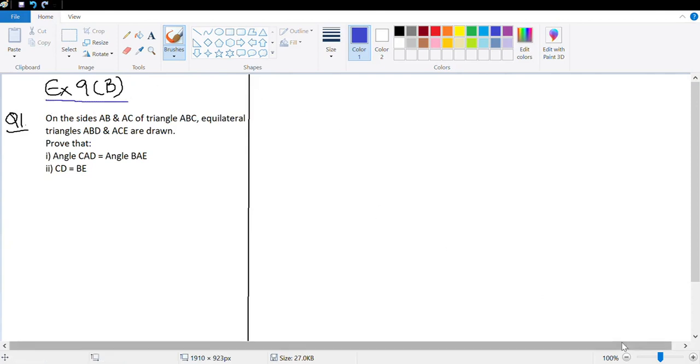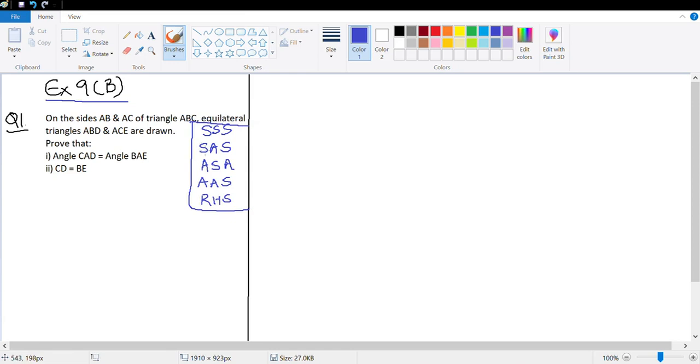Nothing new for me to teach, but let's quickly revise the tests of congruency. The first test was SSS, all three sides are equal. Next was SAS. The third that we do was angle side angle. A variation of this is also known as angle angle side, and eventually the final one was RHS, the right angle, hypotenuse and side. So these are the 5 tests.